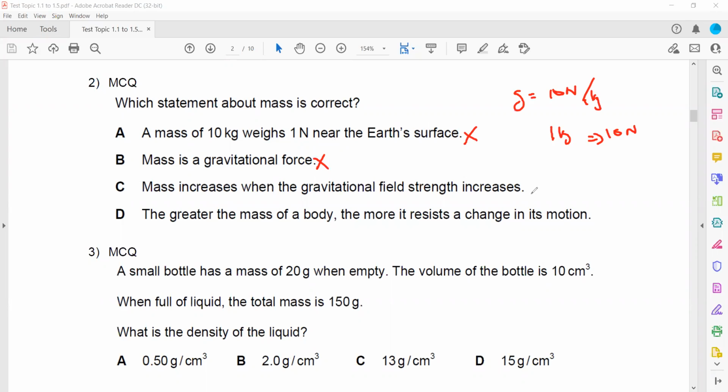Mass increases when the gravity increases, that is wrong. Because actually weight depends on the mass and gravity. Weight changes as the gravity changes. So greater the mass, greater the tendency of an object to resist the change in state, or we can also say inertia. That's why D is the right answer.